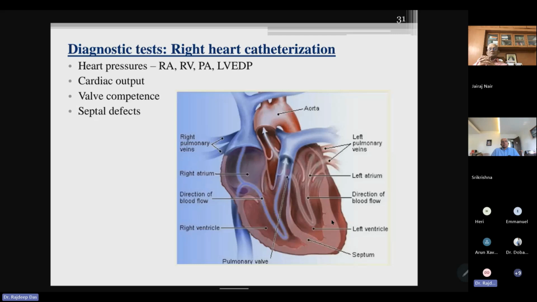The pulmonary angiography was previously taken as the gold standard for diagnosing pulmonary arterial hypertension. But nowadays, due to the recent advancement of non-invasive modalities, it is rarely performed.